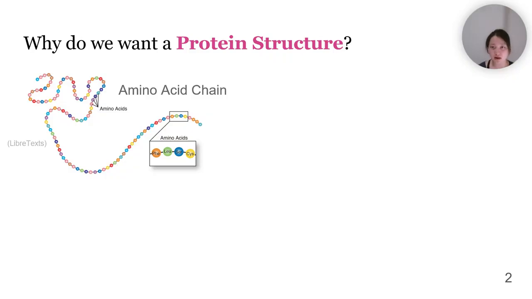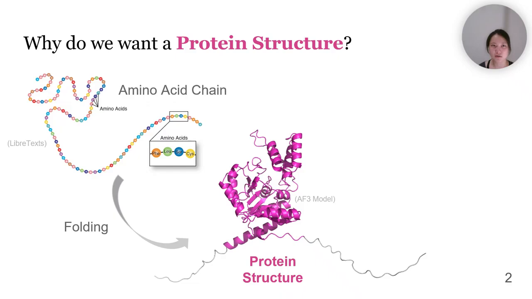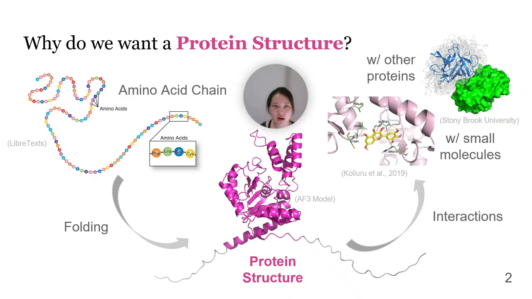Well, each protein in your body is a string of amino acids folded uniquely to perform specific tasks on a molecular level. By figuring out the unique folds of a protein, we learn about how it interacts with other proteins and molecules to perform those tasks.